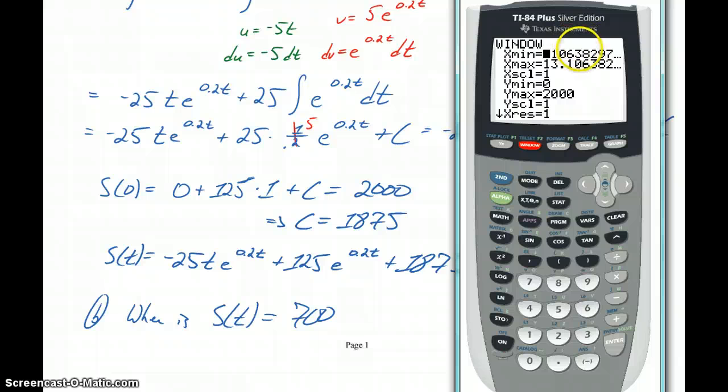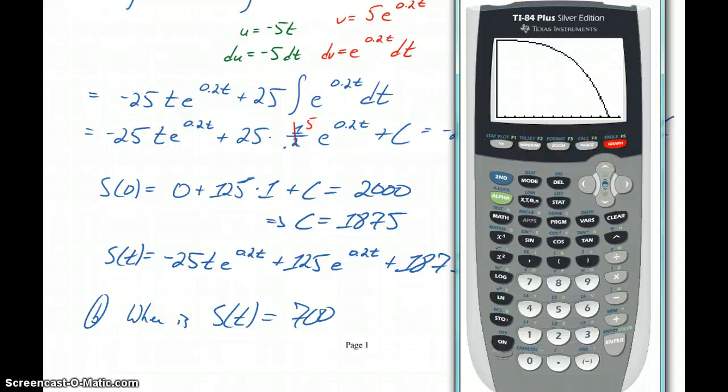My calculator actually changed this a little bit, but I set this to be -1 and I think either 13 or 14, so it made some adjustments there. But as long as that's around 0, that's around 13 or 14. Y min is 0, Y max is 2,000. You should see this exact same graph.